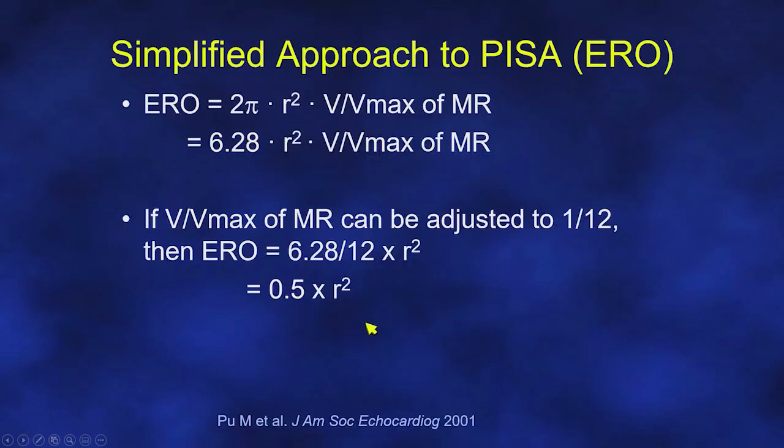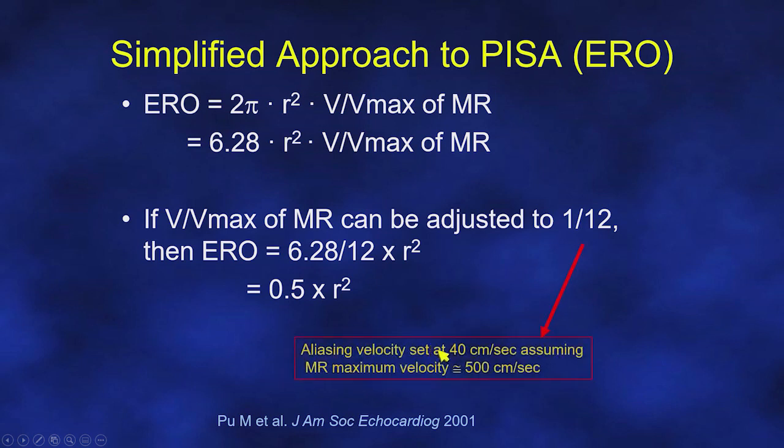Now, there is a simplified approach to PISA, and the way this works, it's a mathematical situation. If you set your aliasing velocity to 40, and if you assume a peak velocity of the mitral regurg of around 500 centimeters per second, which is usually the case when the LV function is preserved, then a lot of these parameters drop out. And then all you have to do is look at 0.5 times r squared when you're at this particular aliasing velocity. You don't have to worry about any other calculations, and that will give you the ERO.